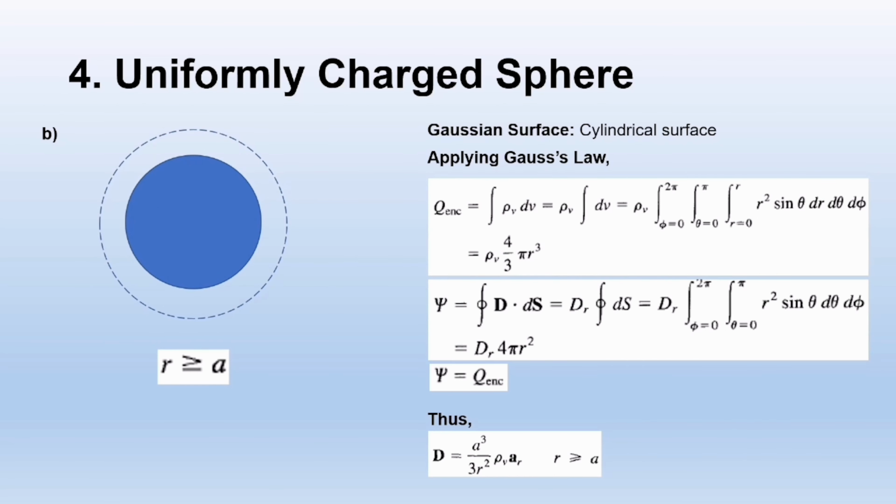The next case for the uniformly charged sphere is when r is greater than a. The Gaussian surface is a spherical surface, as shown in this figure. By applying Gauss's law, the charge enclosed is equal to rho_v times 4/3 pi a cubed, and the flux linkage is equal to D_r times 4 pi r squared. So we equate the flux linkage with the charge enclosed, and we get the electric flux density equal to a cubed over 3r squared times rho_v in the vector a_r direction.